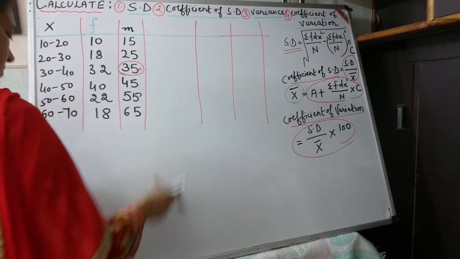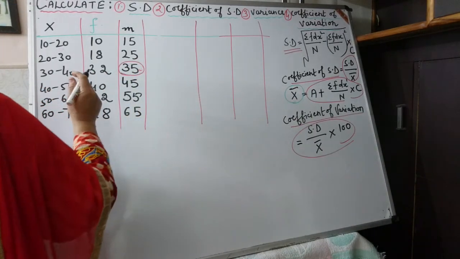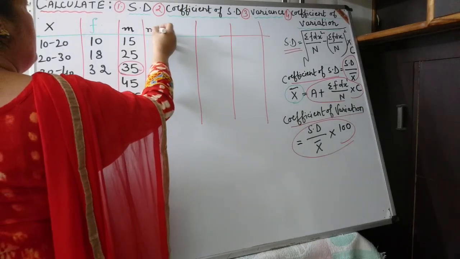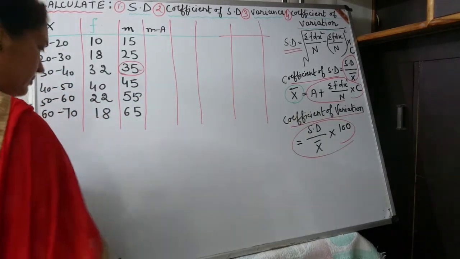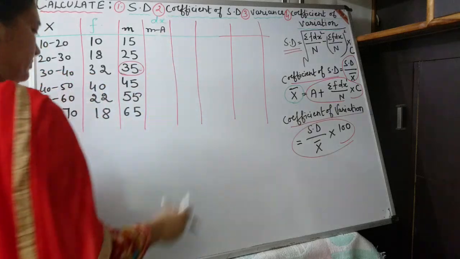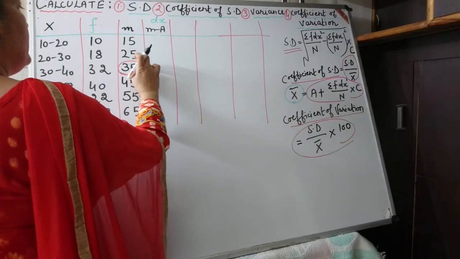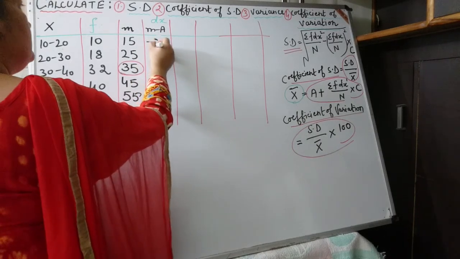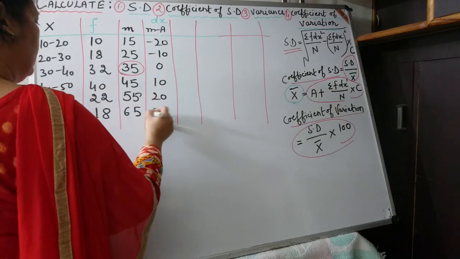Now let us assume 35 as the mid value, the assumed mean. And m minus a will be the values of dx. These are the values of dx. 35 minus 15, it will be minus 20, minus 10, 0, 10, 20 and 30.